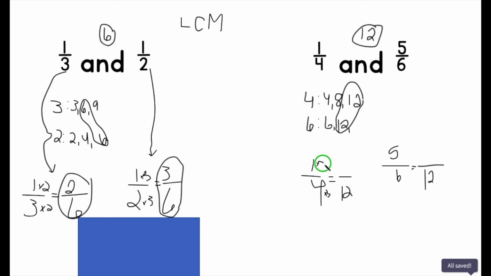So 1 times 3 equals 3. So 3/12. And then I have 6 times what equals 12? 6 times 2. And 5 times 2 equals 10. So we have 10/12 is the equivalent to 5/6, and 3/12 is equivalent to 1/4. So our two common denominator fractions are 3/12 and 10/12.